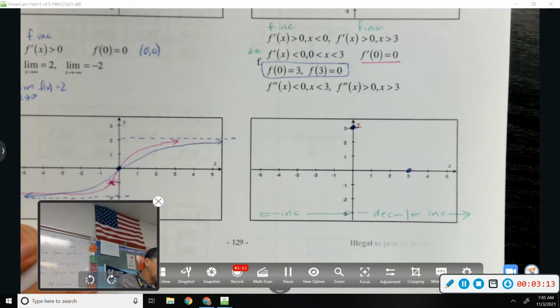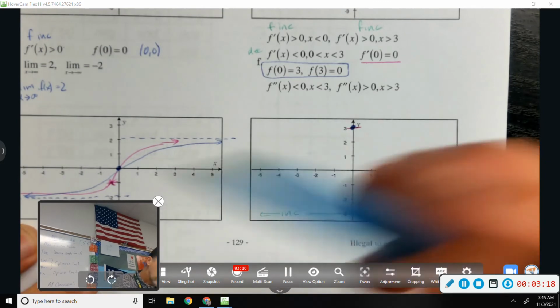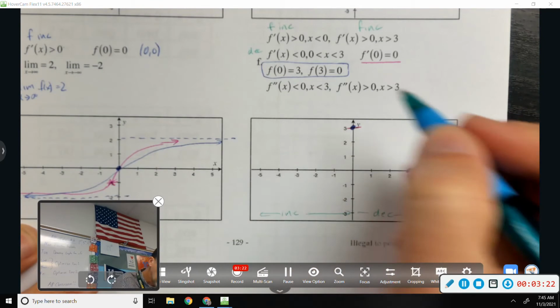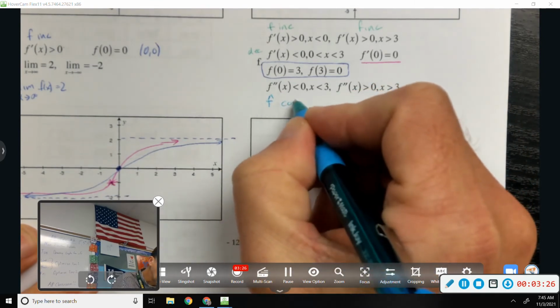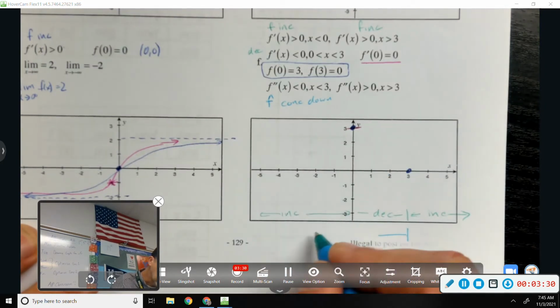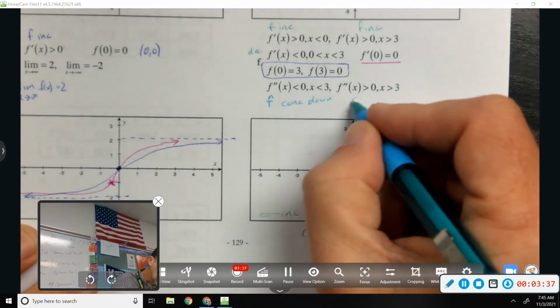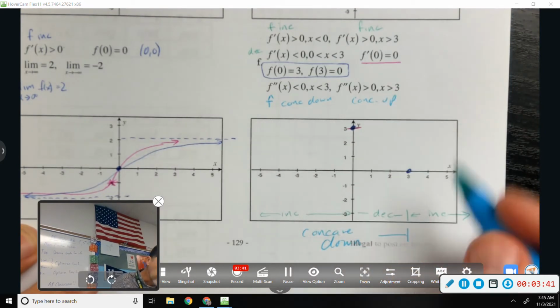Now, thinking about concavity, x less than 3, we are concave down. F is concave down less than 3. So over here, concave down. Greater than, x greater than 3, we're concave up.